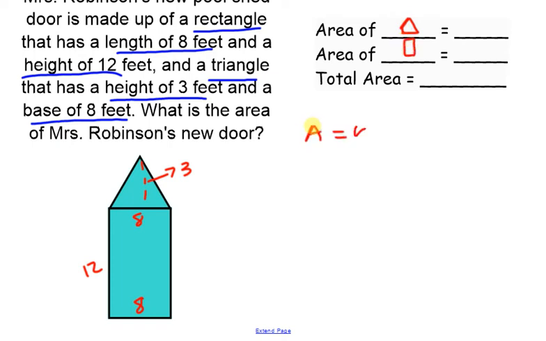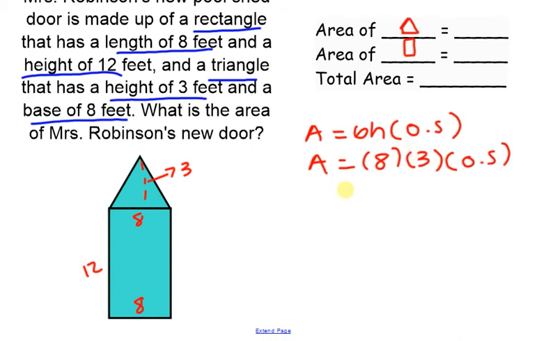So area equals base times height times 0.5. So area equals, the base is 8, the height is 3, times 0.5. When you plug all that into your calculator, you're going to get area equals 12. So that's going to be 12 feet squared.